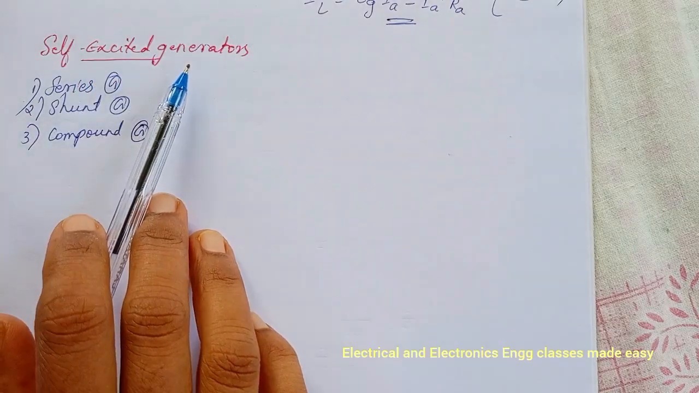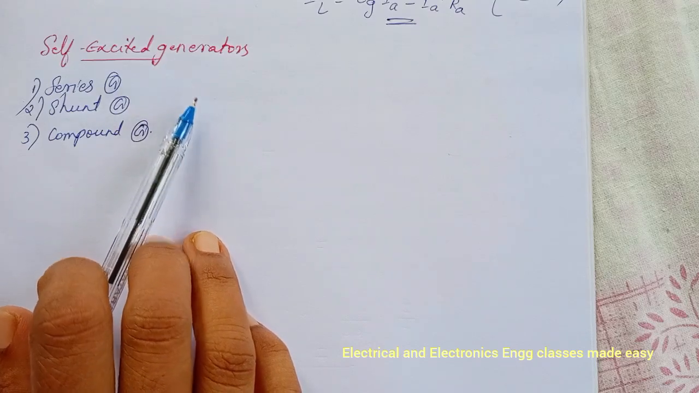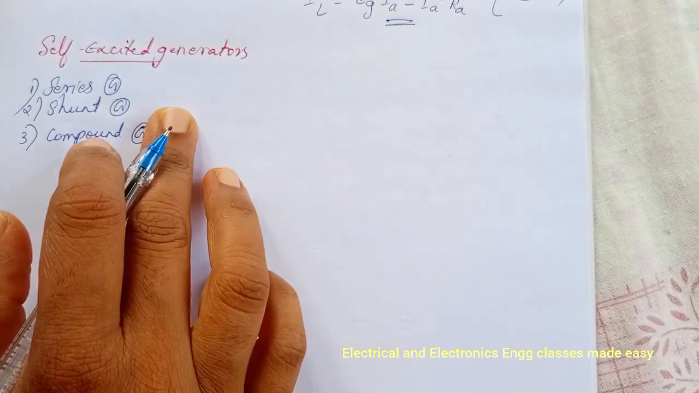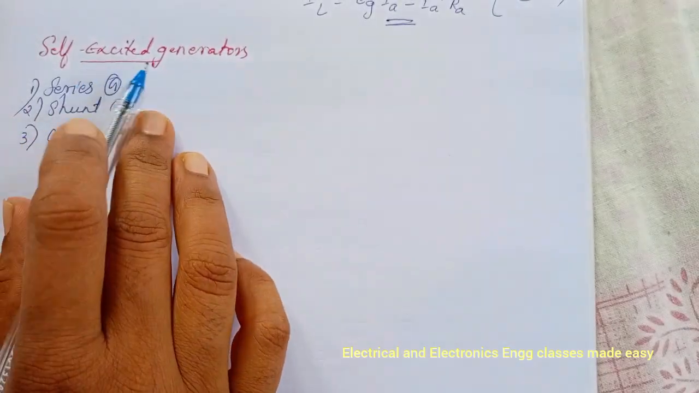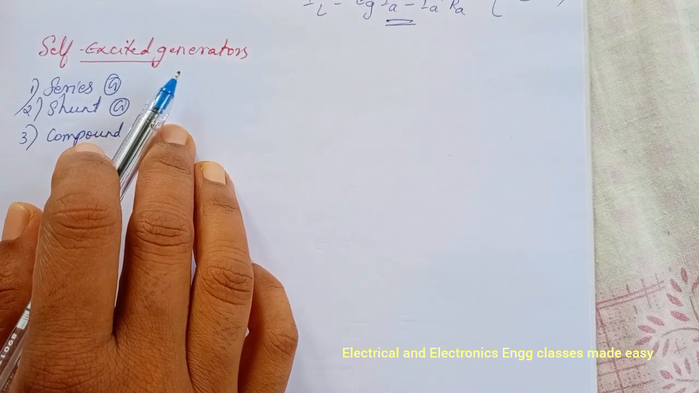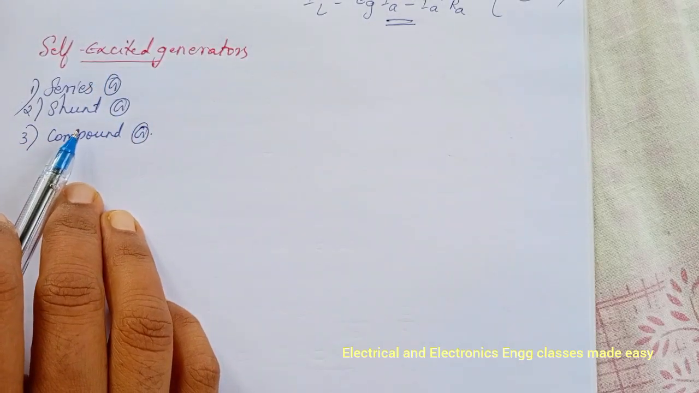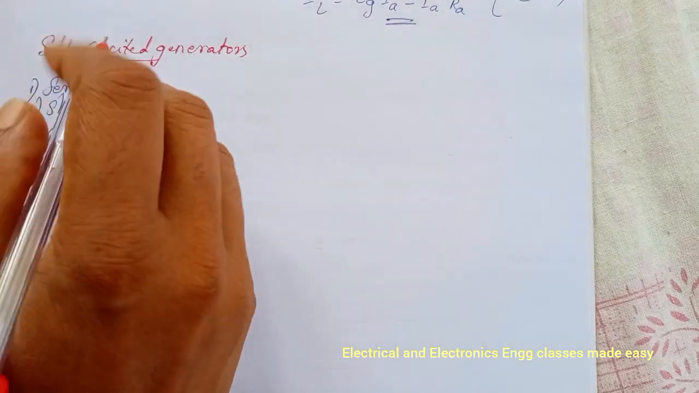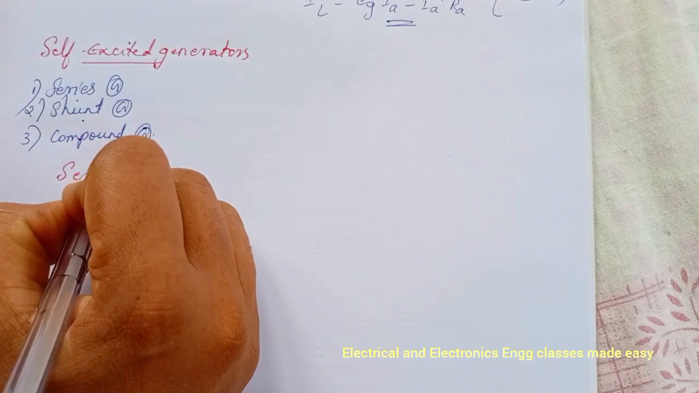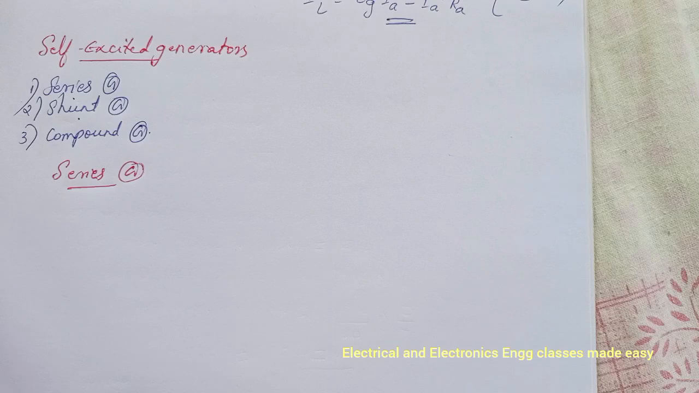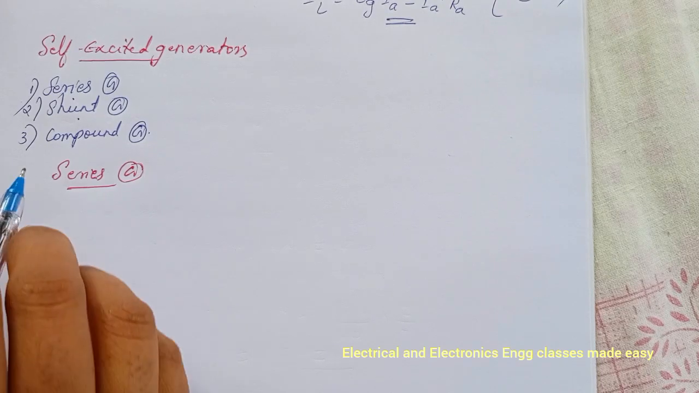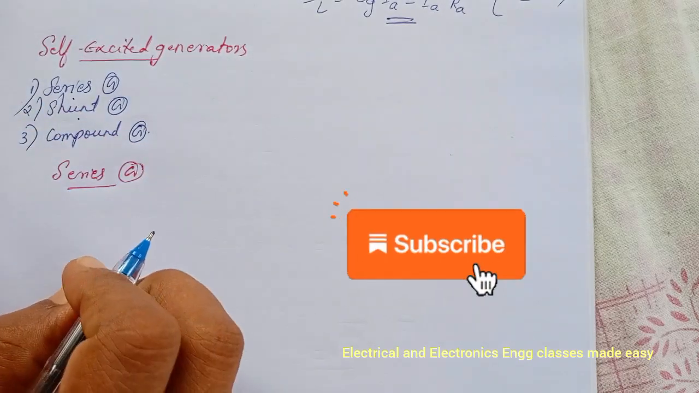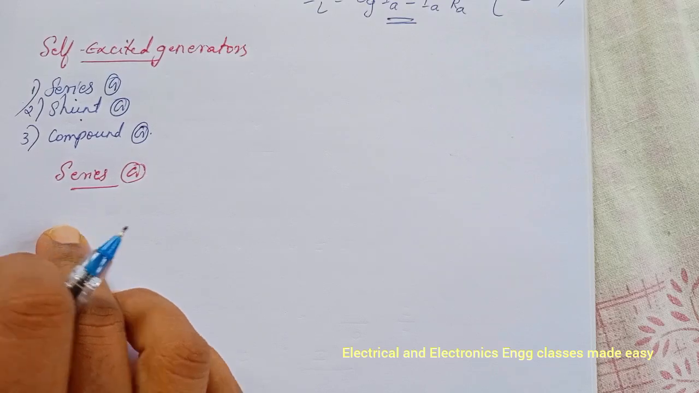Next is self-excited generators. A DC generator whose field magnet winding is supplied from the output of the generator itself is called a self-excited generator. And there are three types of self-excited generator: series generator, shunt generator and compound generator. So first one is series generator. In DC series generator, the field winding is connected in series with the armature winding.